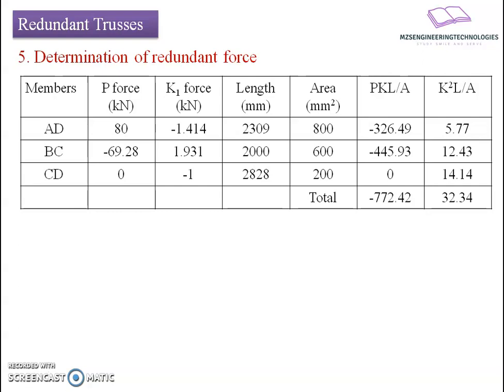Similar way we can find out the length of member CD by the relation cos of 45 degree is equals to x by r. X we know, and from this we can get the hypotenuse here, which comes to be 2828 mm. The areas of the members were assigned to us. Area of member AD was given to us 8 centimeter square, which we convert into mm square as 800. 6 centimeter square for the BC, 600, and for CD it was 2 centimeter square converted to 200 mm square.